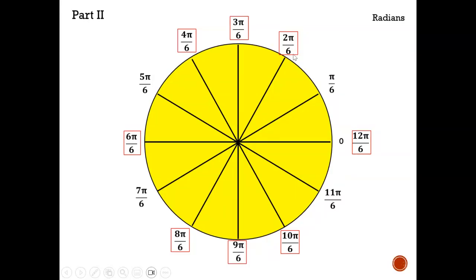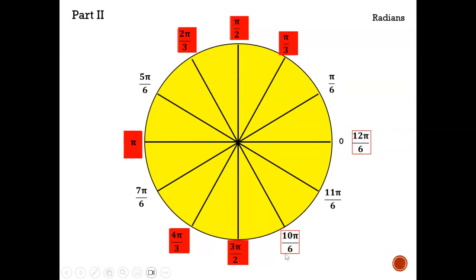2 pi over 6 is going to equal pi over 3. 3 pi over 6 will give us pi over 2. 4 pi over 6 will give us 2 pi over 3. And 6 pi over 6 will give us pi. 8 pi over 6 will give us 4 pi over 3. And 9 pi over 6 will give us 3 pi over 2. 10 pi over 6 will give us 5 pi over 3. And finally, 12 pi over 6 will give us 2 pi. So I'm done with the radians.